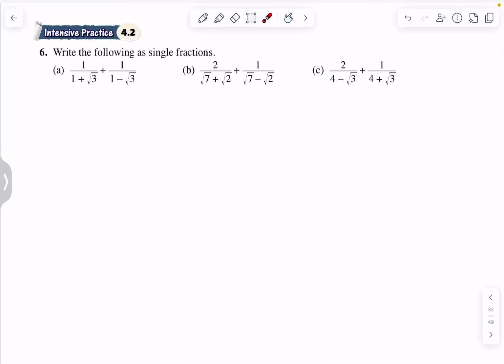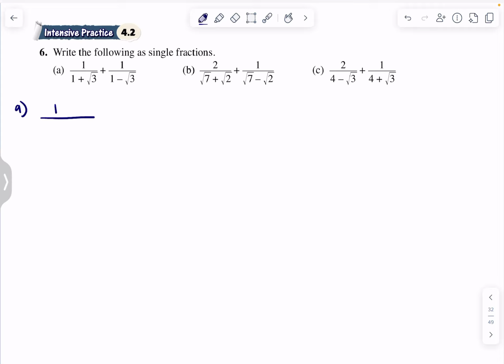Intensive Practice 4.2 Question 6. Write the following as single fractions. If you want to make it into a single fraction, the denominators must be the same. So what we have to do here is make the denominator the same. Here the only option is this times this, and then this times this back.